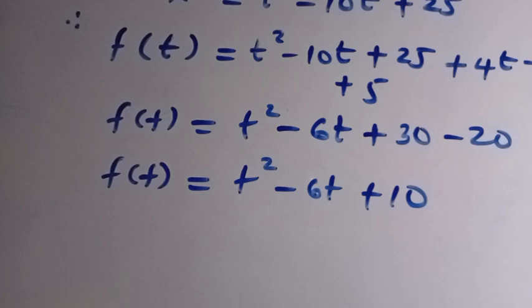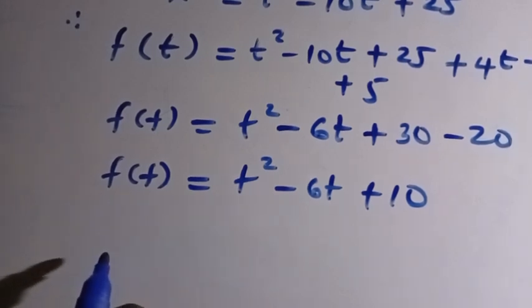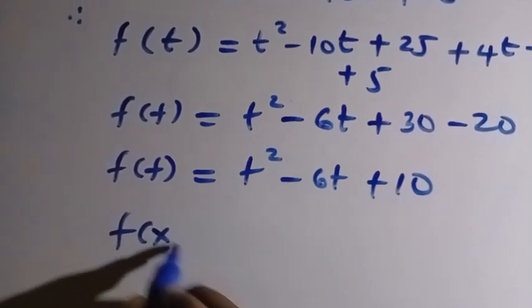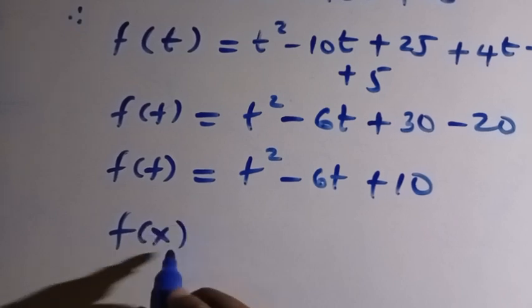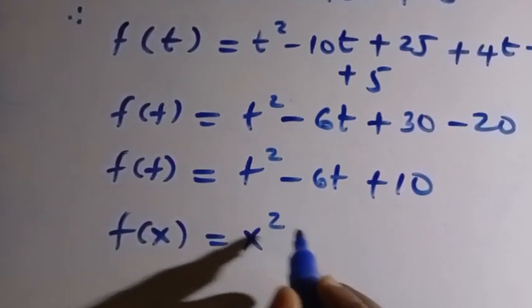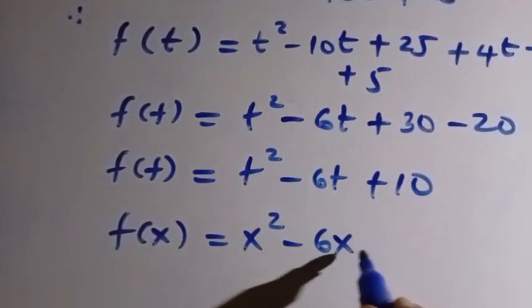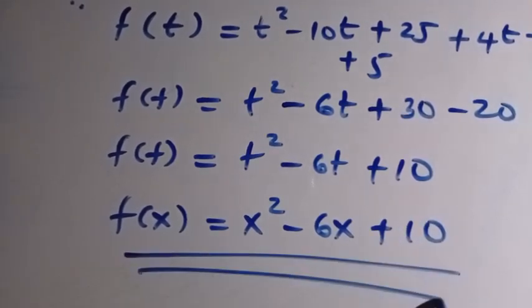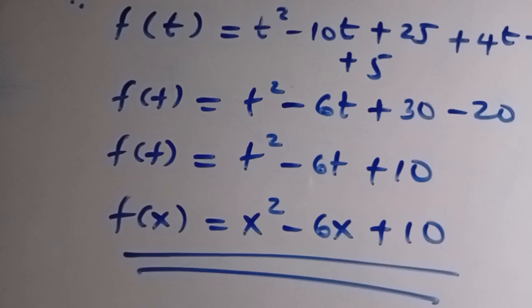We need to find f of x, not f of t, so we have to replace t with x. By replacing t with x, we have our f of x equals x squared minus 6x plus 10. And we get the same answer when we apply the substitution method to solve this functional equation. Similarly, when we apply the form manipulation method, we get the same answer. So this is how it works.